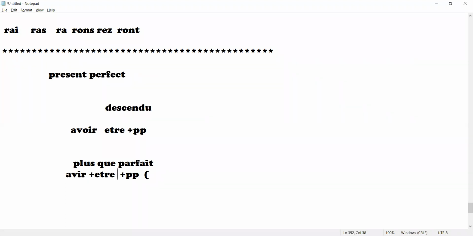So repeat after me. In order to make the past tense, we have to use avoir or être in the present. In order to make the plus-que-parfait, which is 'had done', you have to use avoir or être in the imparfait plus the past participle. Say clair, d'accord?